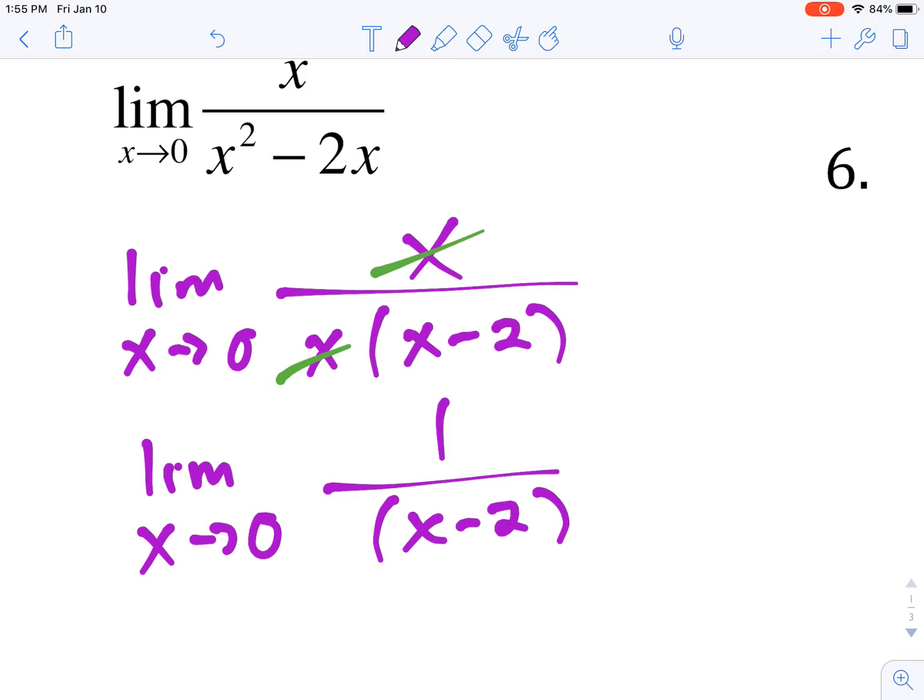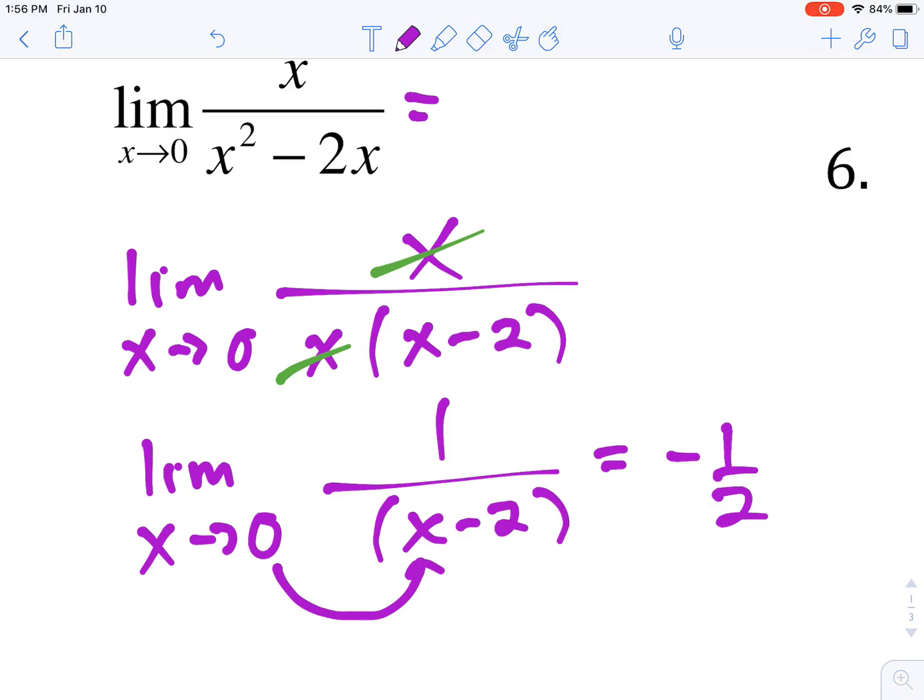We can direct substitute now. So remember in limits, we try direct substitution. Then if that doesn't work, we factor and cancel and then try direct substitution again. We always end with direct substitution, even in these analytic limits. What I get is 1 over 0 minus 2, which is 1 over negative 2, and that's negative 1/2. So that is our limit value.